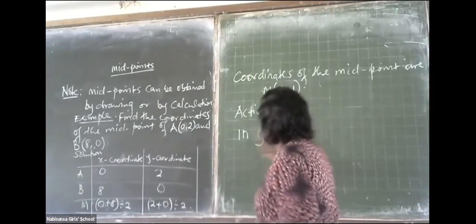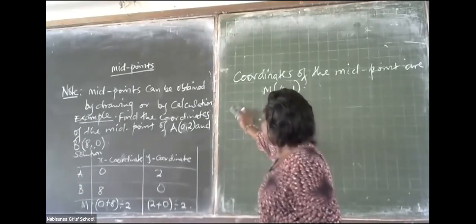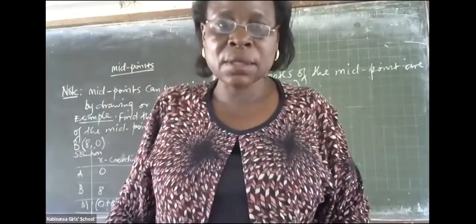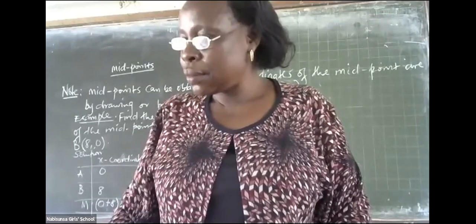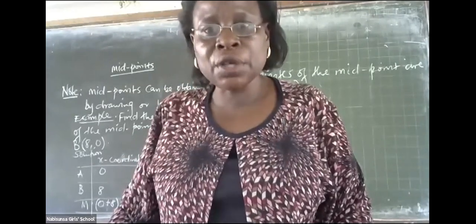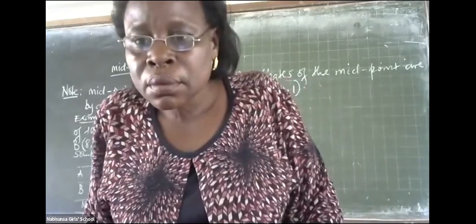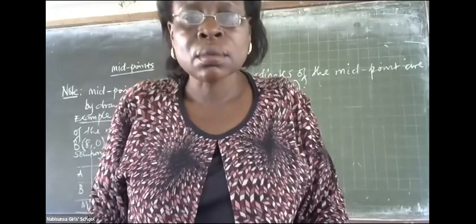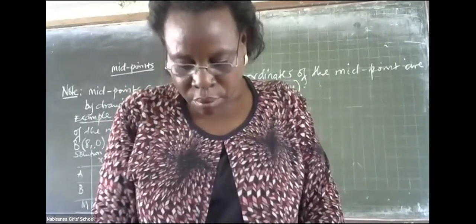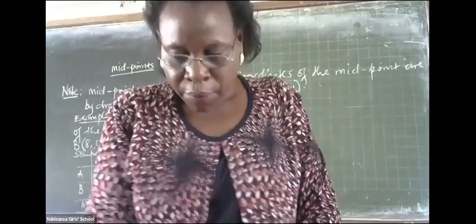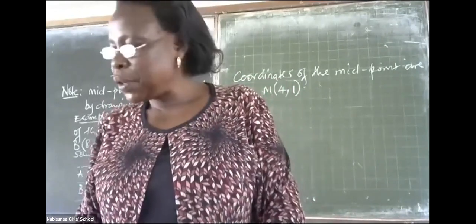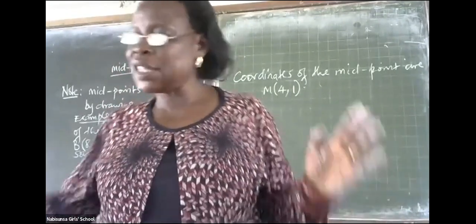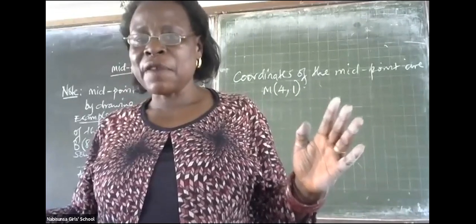Any question before we leave? Teacher, does that mean that any coordinate you want to find, you have to divide by 2? If you are finding the coordinates of the midpoint of a line segment, that means you will be given 2 points, the first point and the ending point.